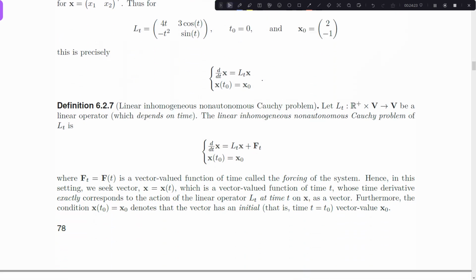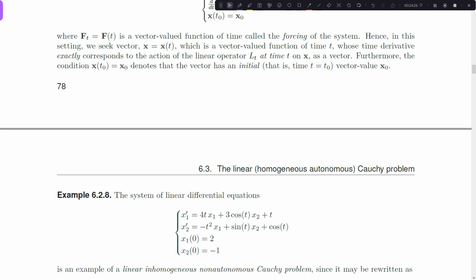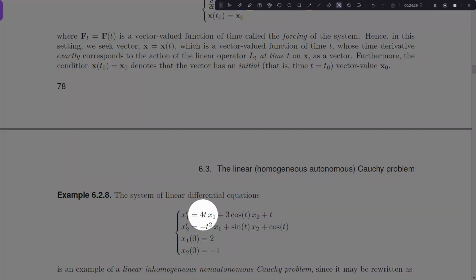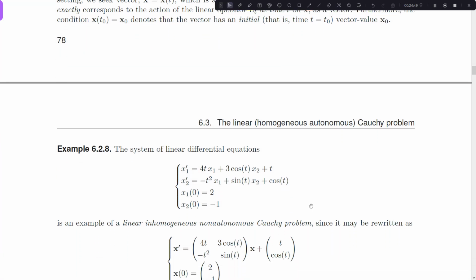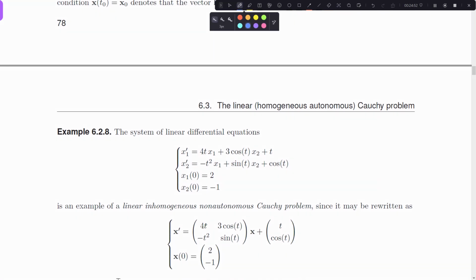Let's look at an example of this. So here's our system. Basically, I've just combined all of the other systems. So I have my coefficients of the linear terms, which all depend on time now, 4t, 3 cos t, t squared, and sine t. All of those depend on time. That's like L. There's my additive function, t and cos t. So I have coefficients which depend on time, and I also have an additive function. And so if I reinterpret that now, L of t is this matrix, and f of t is this vector, this is my linear Cauchy problem, which is now inhomogeneous, non-autonomous.